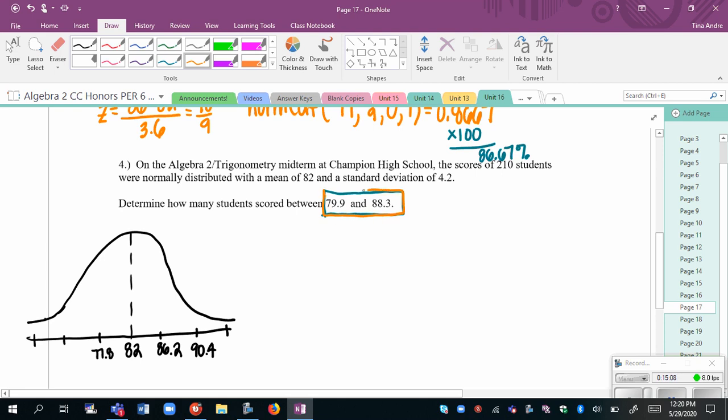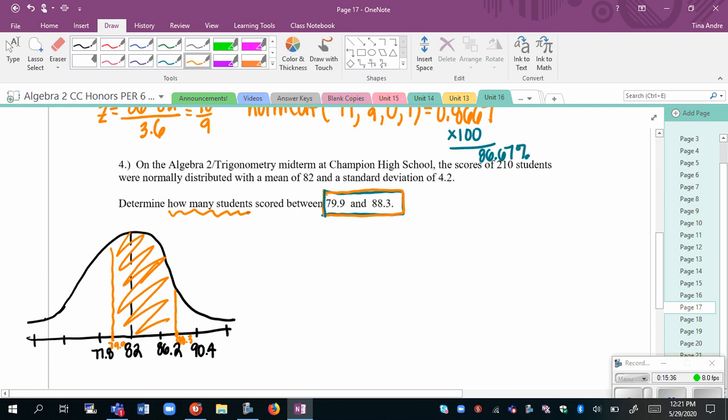79.9 and 88.3. So 79.9, somewhere in here, and 88.3 is going to be somewhere in here. So we're looking at this region. We're trying to figure out how many students scored in that region. So notice again how many students.